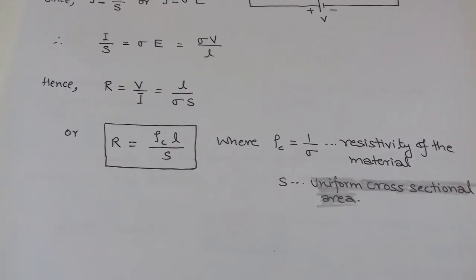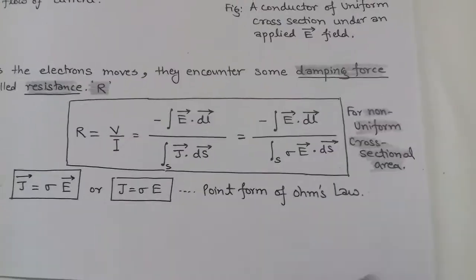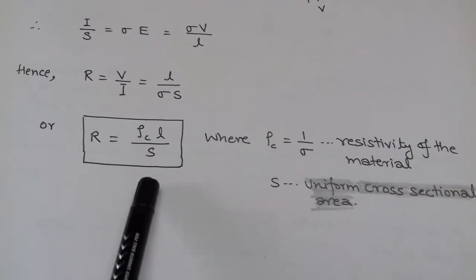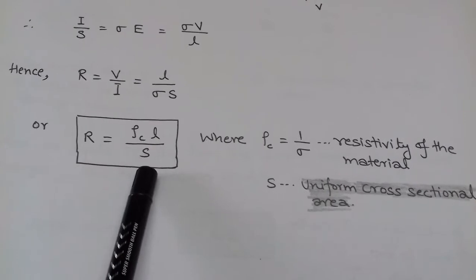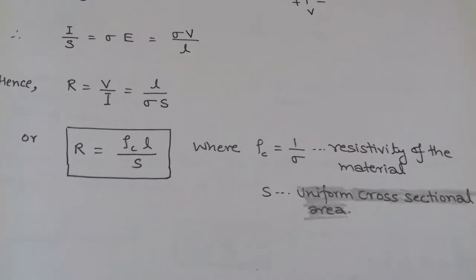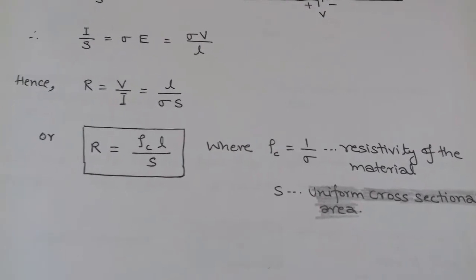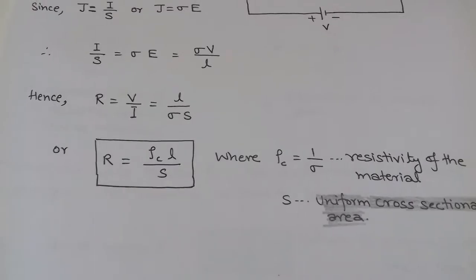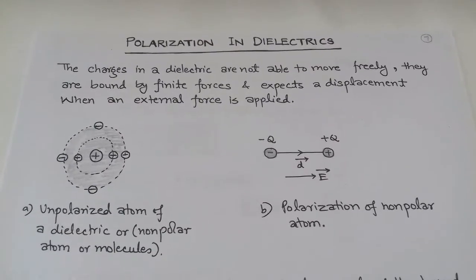The earlier formula of resistance is for when the cross-sectional area is non-uniform. Then we use that formula. But when the cross-sectional area is uniform, we use the formula of resistance that is equal to rho L upon S, where rho is called the resistivity of the material. Resistivity is the inverse of the conductivity.